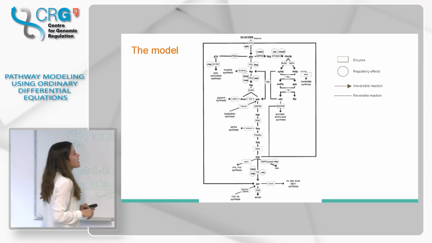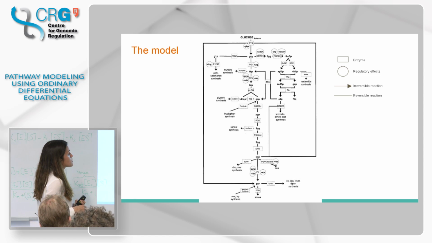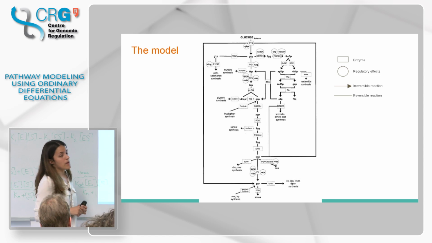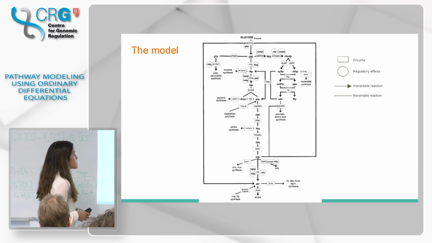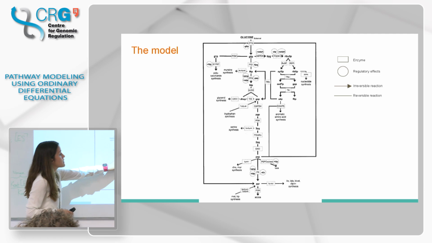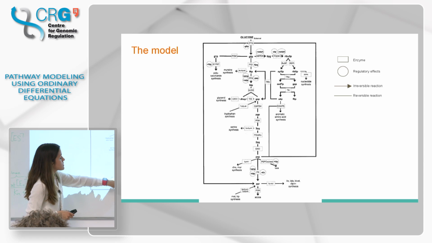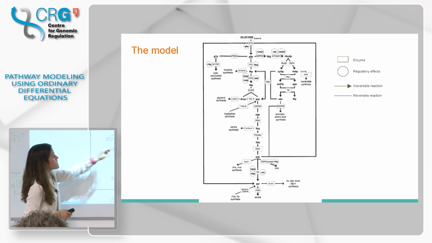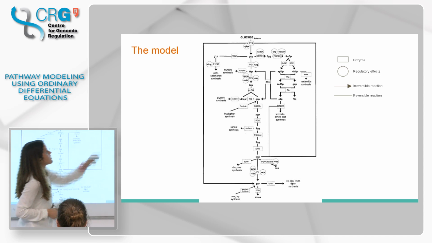So this, I hope you see it better in your slides, is the representation of all the pathways included in the model described in this paper. So with squares, we have the enzymes, we have in circles regulatory effects of different metabolites over some reactions, and we also have indicated which of the reactions are reversible or irreversible.